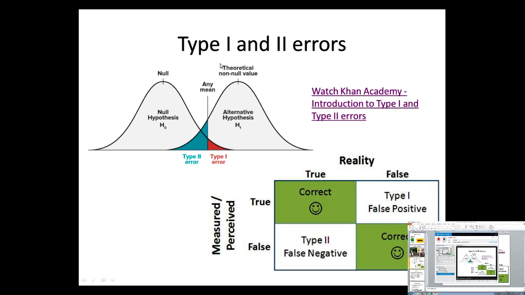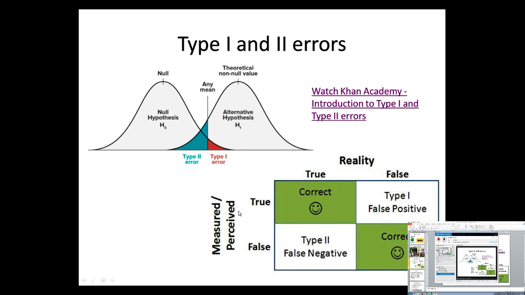And here's a figure that kind of represents the concept that we're trying to go for. Type 1 and type 2 errors, another name for them is false positives and false negatives. Sal Khan explains, if in reality something is true and you measure it as true, or you perceive it as true, you're correct. Or if it's false in reality and you measure or perceive it as false, you're right. But the problem comes when there's a mismatch between reality and your measurement and perception.